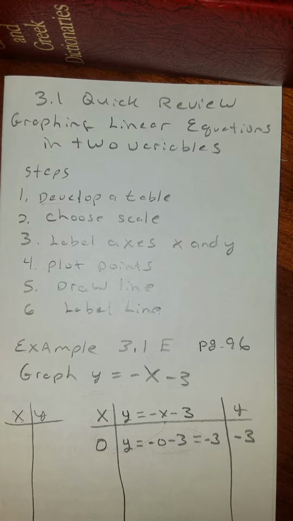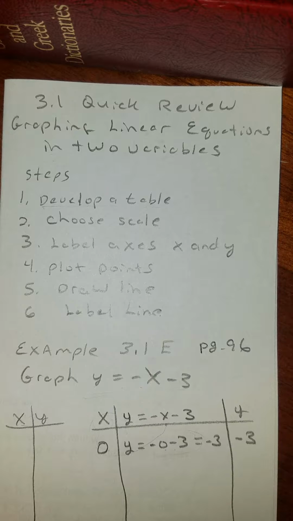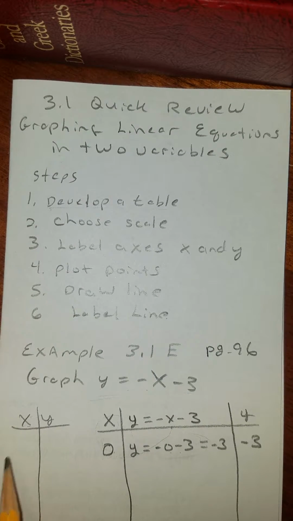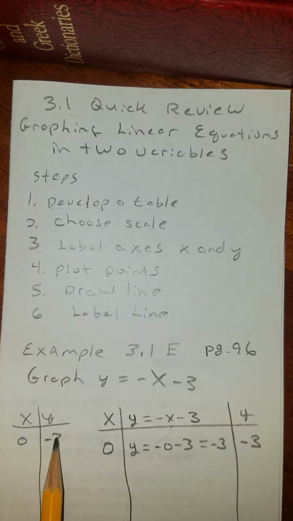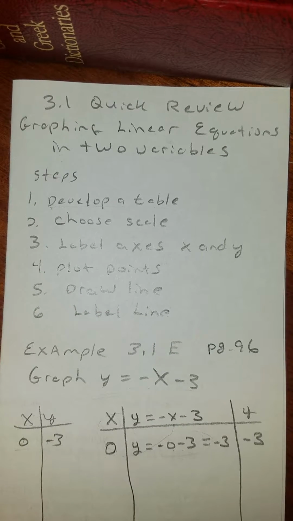And I do my math along here. A lot of people like to do their math off to the side, and once they've done their math off to the side, they'll put 0 minus 3. So the book does a table like this. I like to do my tables like that.